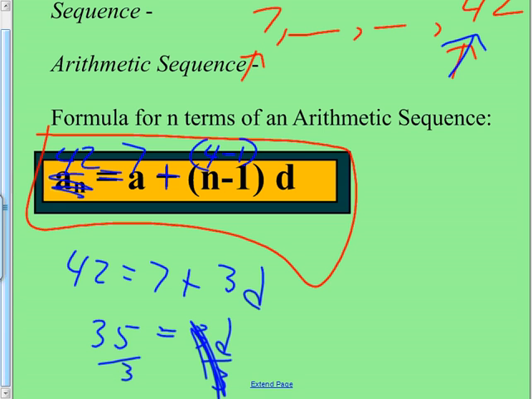Fine. Okay, so it's 11.6. So, okay, fine, it's 11.6 repeating. 11 and 2/3. So what? Well, now we can figure out the second and the third terms. How would you figure out the next term then? 7 plus 35 thirds, right?